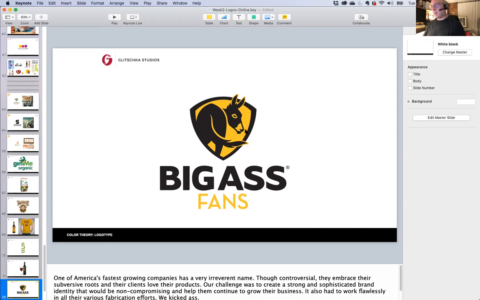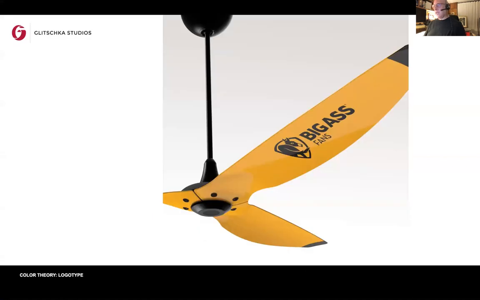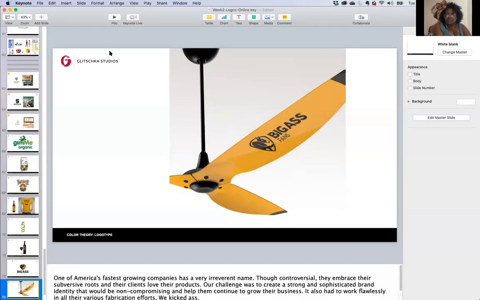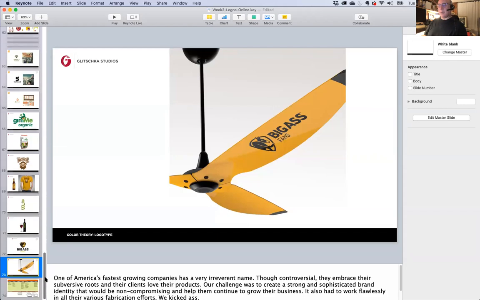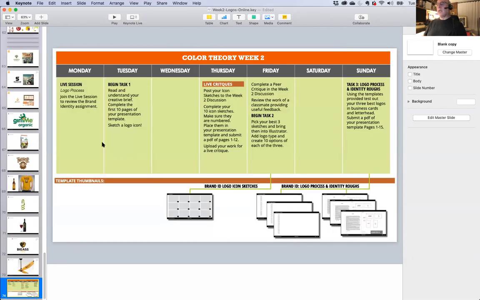But look at the proportions: logo icon, logo type. And this is brand name category. That's the formula right there. And of course, what do they make? Really big fans. So that is intended to be your inspiration for the week.